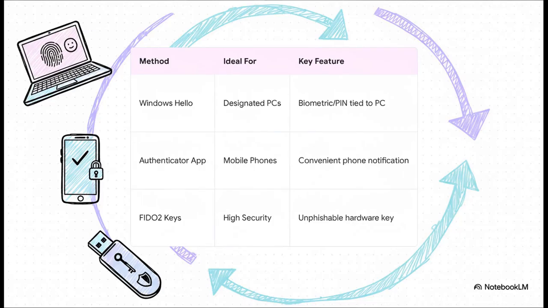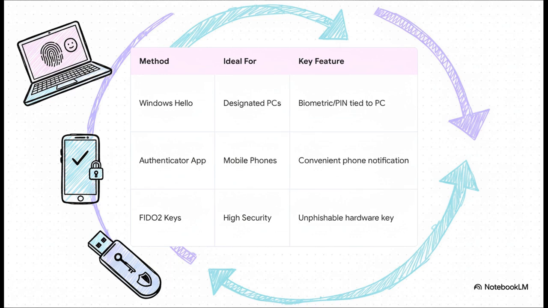Okay. Pro tip for the exam. Passwordless is where everything is heading, and Azure gives you 3 main ways to do it. Think of it like this. Use Windows Hello for Business when you've got dedicated work PCs. Use the Microsoft Authenticator app on a phone for a super easy, convenient mobile option.